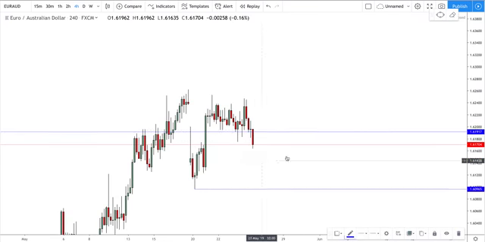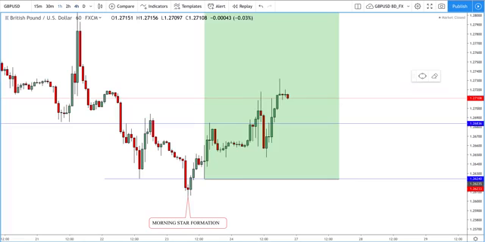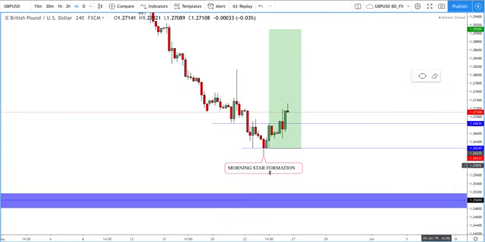And if we fail to break above this again, now that we just broke below it, then I'll be looking at taking a short trade down to around this region. GBP USD, nice trade that we were in. Most of you should be in a long trade on this.